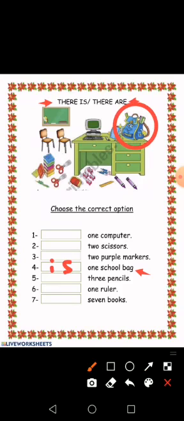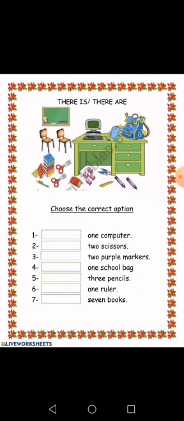The next one is 3 pencils. Where are the pencils? Here we have pencils. Okay? So pencils, singular or plural? Pencils, plural. So here you have to use are. There are 3 pencils.